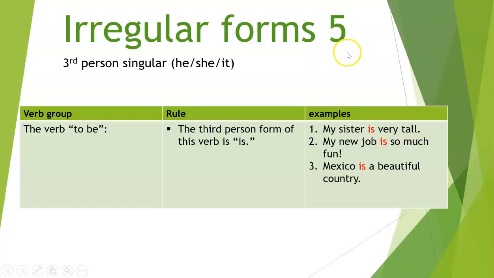Okay, group number 5 is the verb to be. And the third person form of this verb is is. My sister is very tall. My new job is so much fun. Mexico is a beautiful country. So normally we would say I am, you are, but when we are talking about he or she or it, it's going to be is for each of these.